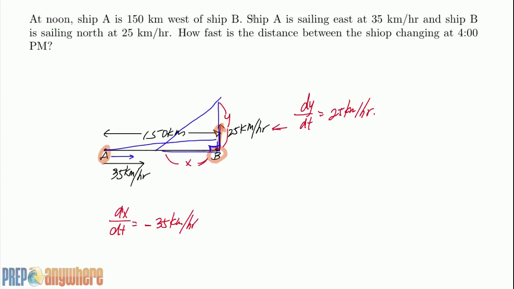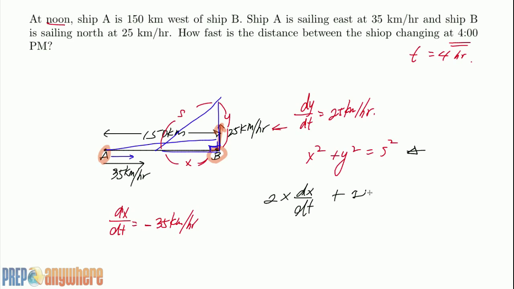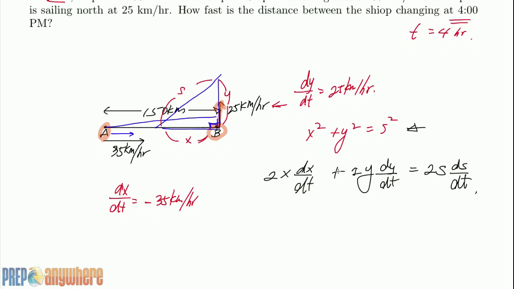Let me call the length of the hypotenuse s. And there's this relationship where x squared plus y squared is equal to s squared by the Pythagorean theorem. We're starting at noon, and we want to know how fast the distance between the two ships is changing at 4 p.m., so that means after 4 hours have passed. Let's differentiate this equation with respect to time. We get 2x dx over dt, 2y dy over dt, 2s ds over dt. We can divide both sides by 2 to get rid of this 2.